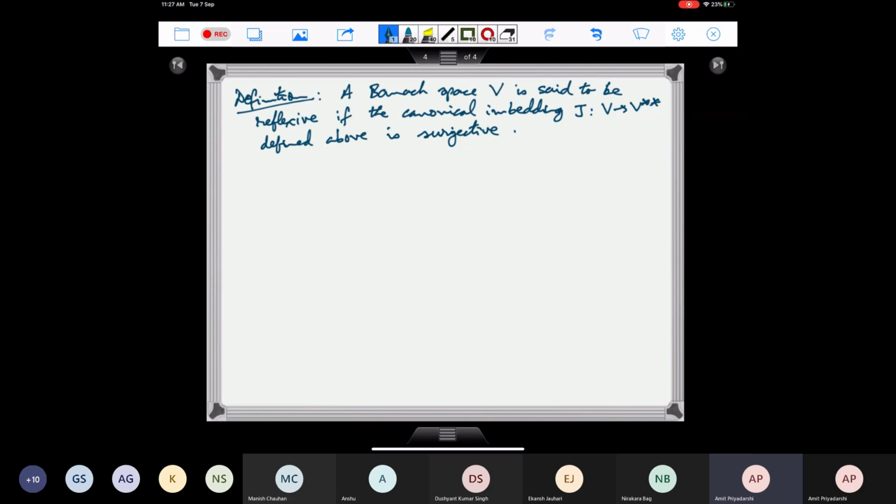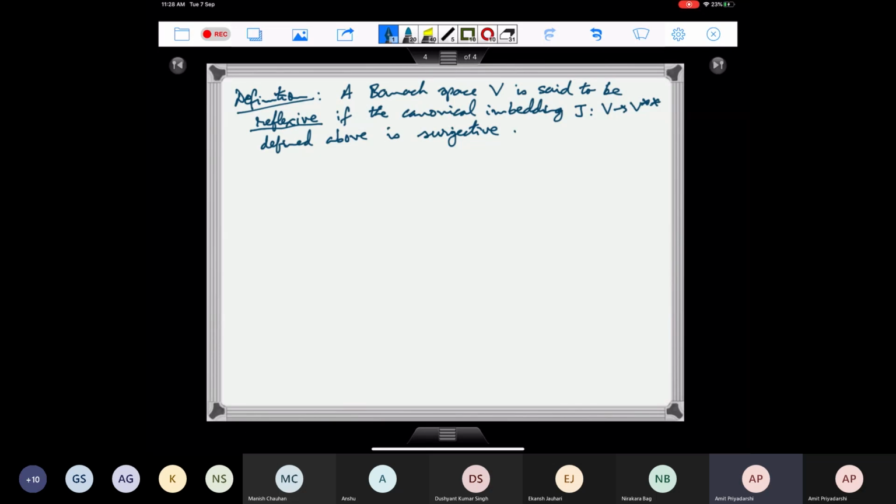So if this map is onto, then we call this a reflexive Banach space. Why did I say Banach space and not any normed linear space? Because we have seen before that for any normed linear space V, V star is always Banach, right?